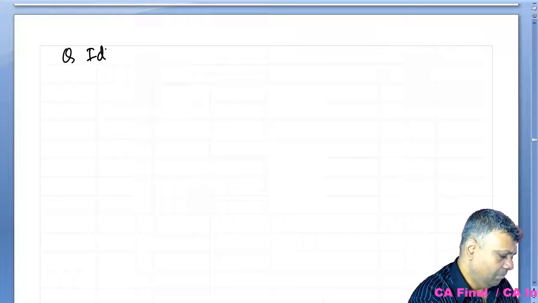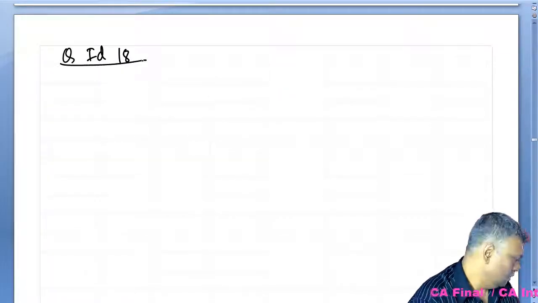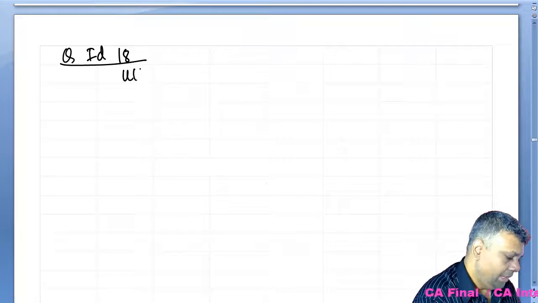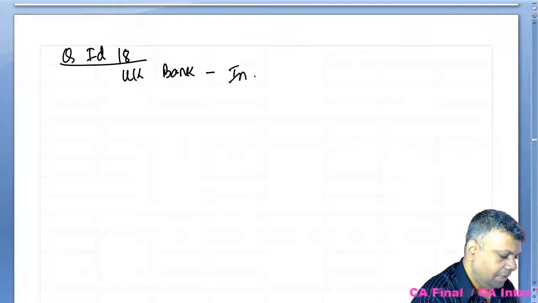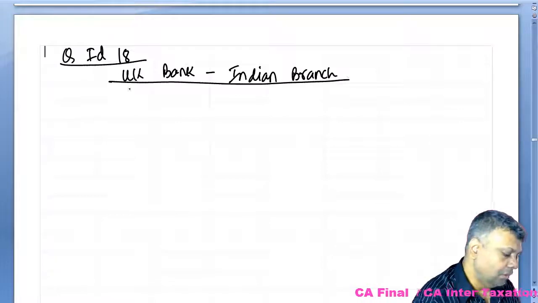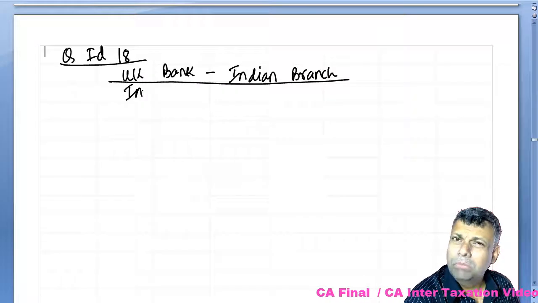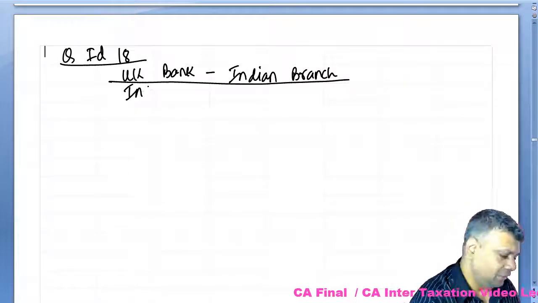Question ID number is 18. UK Bank, Indian branch. The situation which is given to us is clearly something like a majority of international transactions.